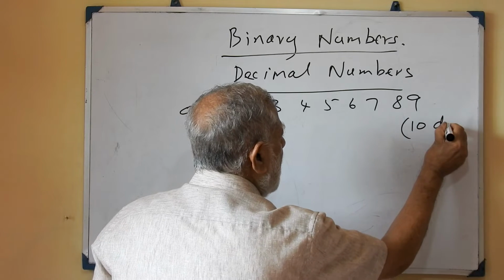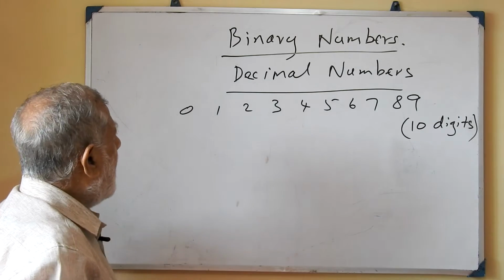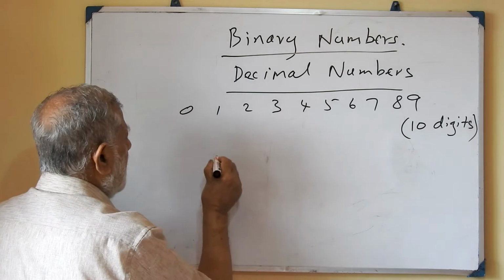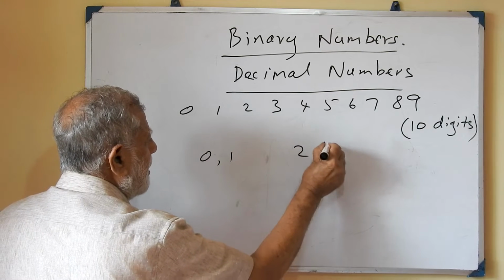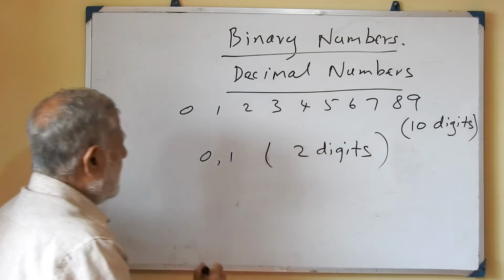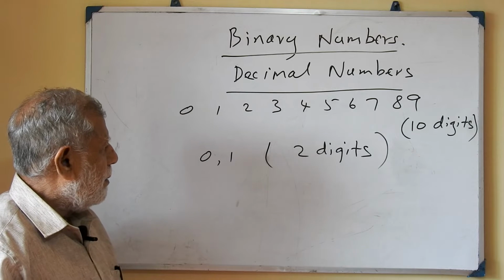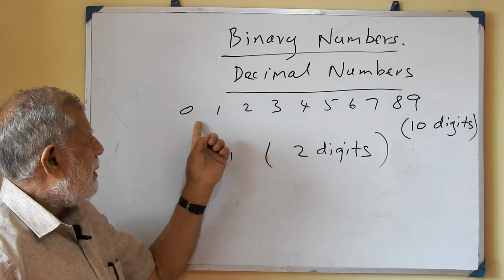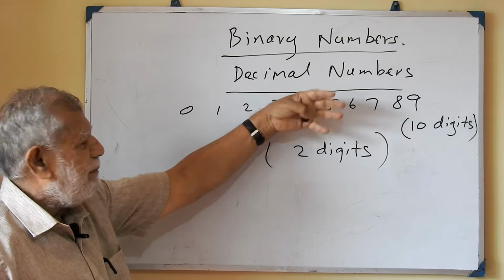Coming to 10 digits, we call them digits. Whole numbers, we call them digits. Then binary numbers, how to get binary numbers? What are the binary numbers? Binary numbers come to 0 and 1. That is 2 digits. Binary numbers come to 2 digits, the 0 and 1. And decimal numbers have 10 digits, from 0 to 9. So these are the numbers that we use.